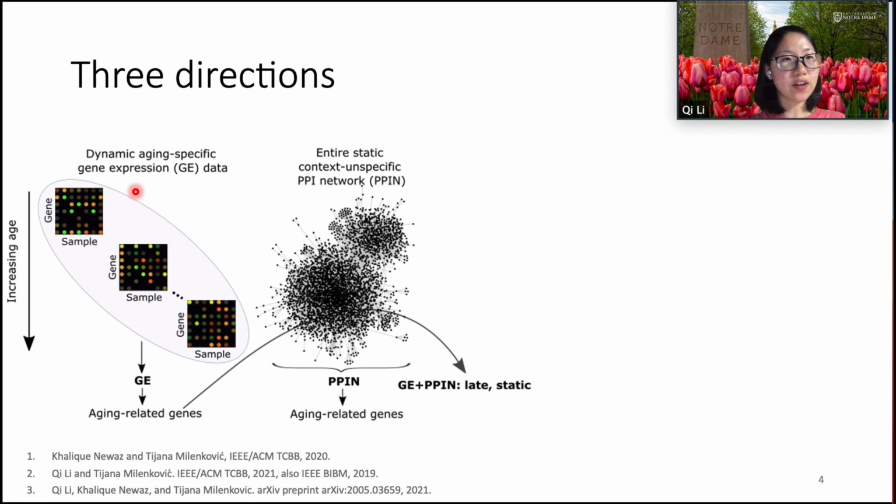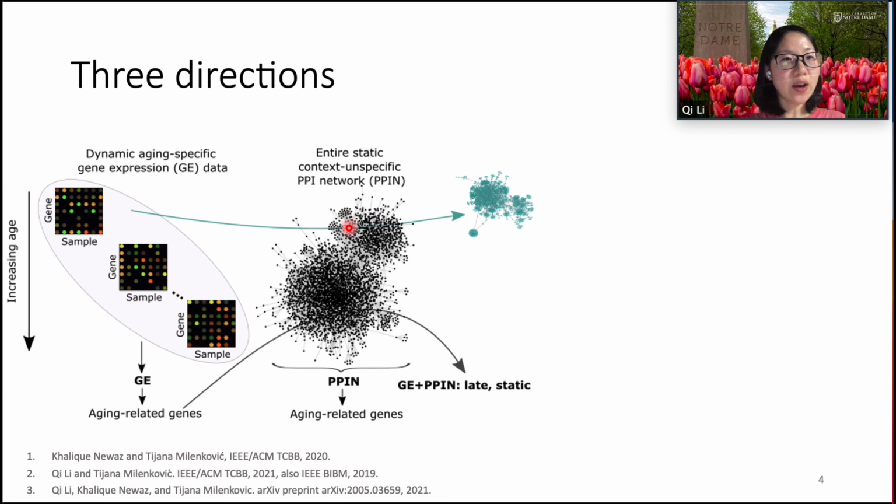In particular, for a given age, we used a network propagation method called netwalk to propagate the gene expression levels onto the entire context-unspecific PPI network to assign the age-specific weights to the PPIs. Netwalk does not have a procedure of extracting an age-specific subnetwork from a weighted PPI network. So, we define our own way to do this.